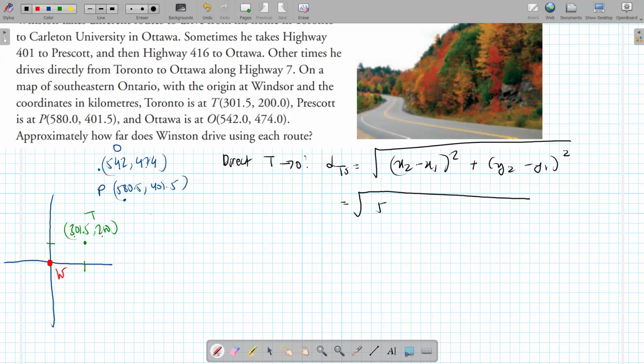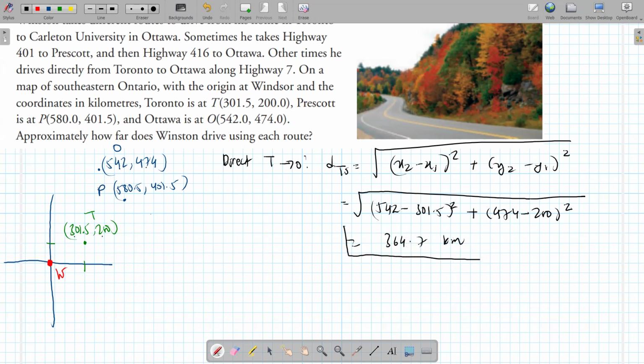So this will become 542 minus 301.5 squared plus 474 minus 200 squared, like that. It's about 500 kilometers, so let me see what this gives me. 542 minus 301.5 squared plus 474 minus 200 squared, the square root of that, I get 364.7 kilometers. So this is the distance of the direct route that goes from T to O.